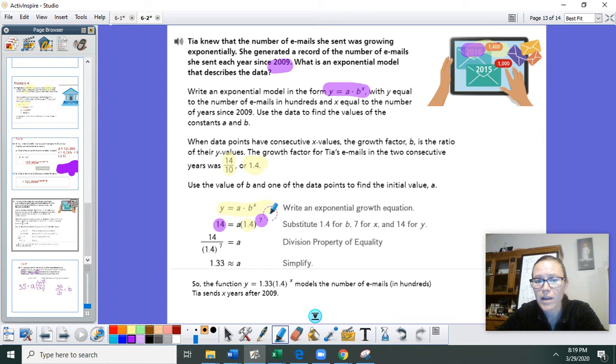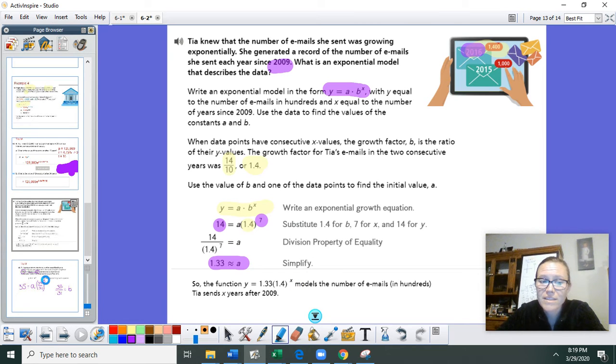And so we plug in our x value and a corresponding y value. Once we do that, all you have to do is divide. So 14 divided by 1.4 raised to the 7th power gives us an approximate, notice how that symbol switched, a value or initial value of 1.33. So the function models in 100 the number of emails she received X years after 2009.